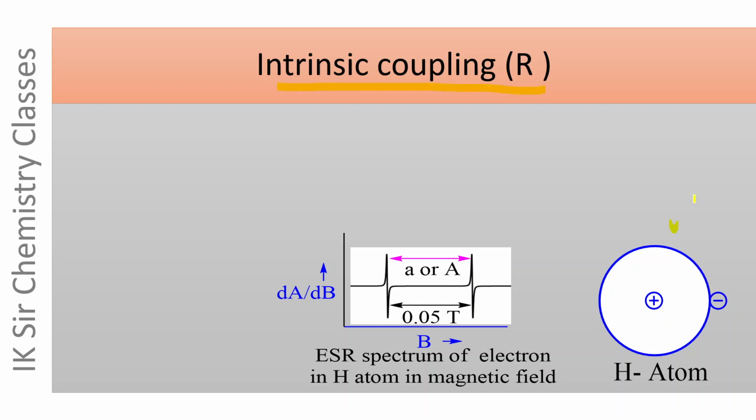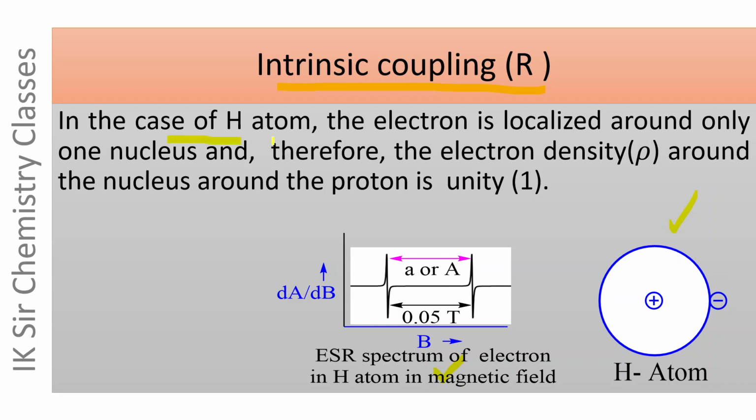This is hydrogen atom, and it's an ESR spectrum. In the case of hydrogen atom, the electron is localized around only one nucleus. This electron is localized only around this nucleus, and therefore the electron density rho around the nucleus, that is around the proton, is unity.